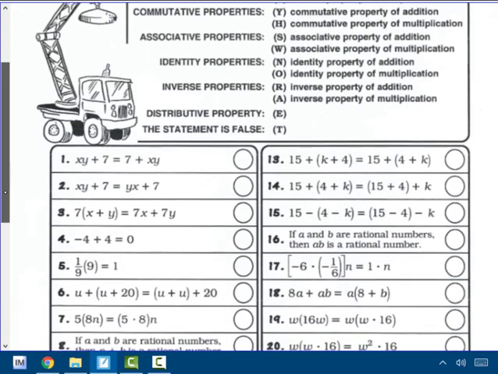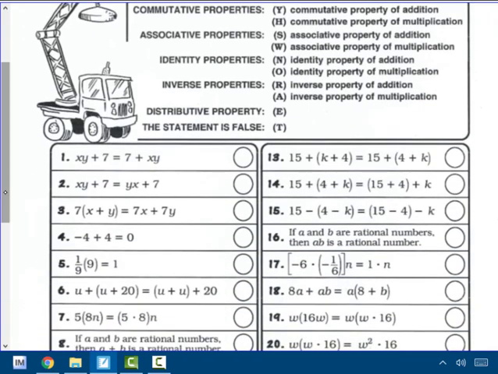So for instance, number 1. They've switched the order of the adding. So there's an XY and an XY. That order did not change. But the 7 is first or second here, but here it's first. So this is the commutative property of addition. This is a Y. This is the commutative property of addition.